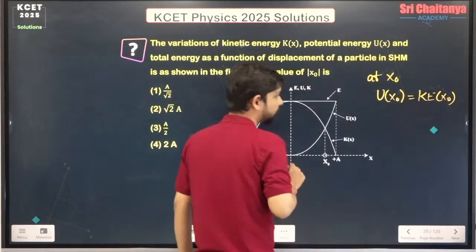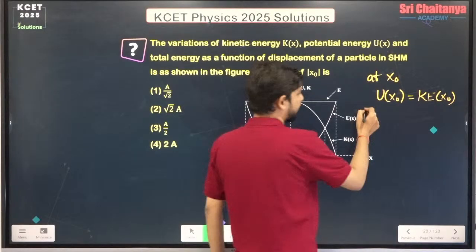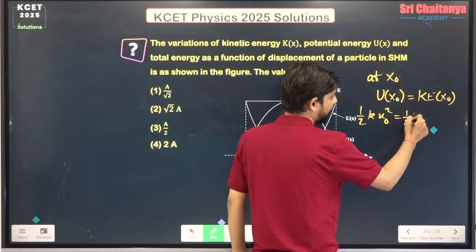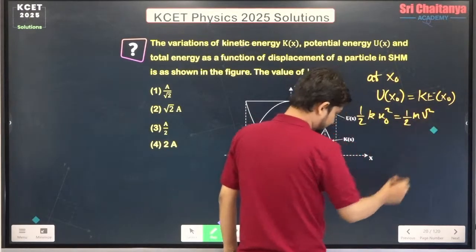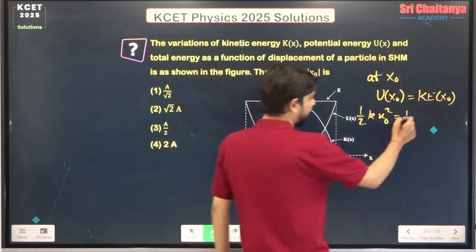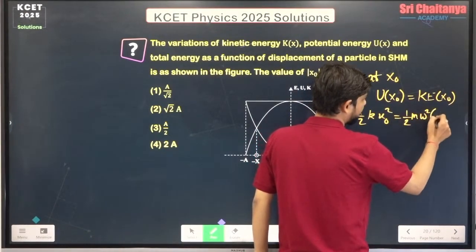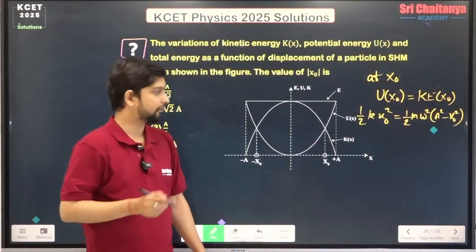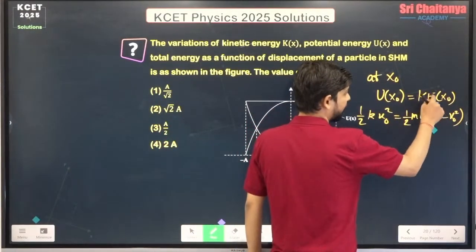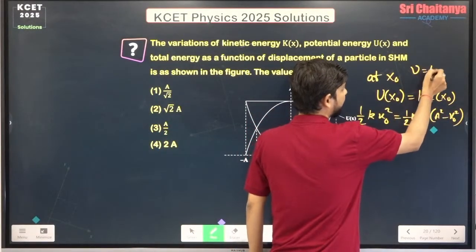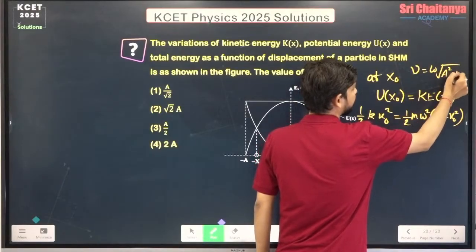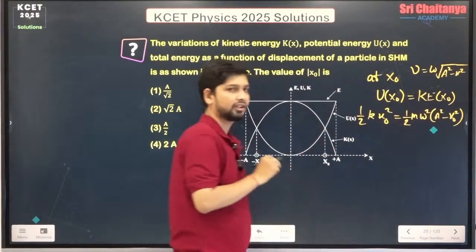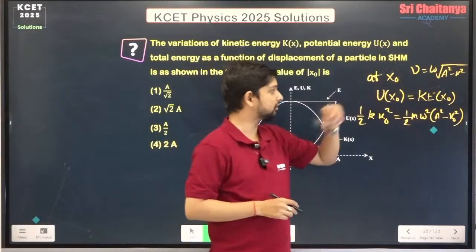So what is the value of U as a function of x? We know it is very basic: half k x square, with x as x0. Kinetic energy at x0 is half m v square, where v square can be written, I am writing directly, as omega square times (a square minus x0 square). Understood? Kinetic energy is half m v square, and v is omega times the root of a square minus x square. This is the basic equation of SHM that we have studied in our class.